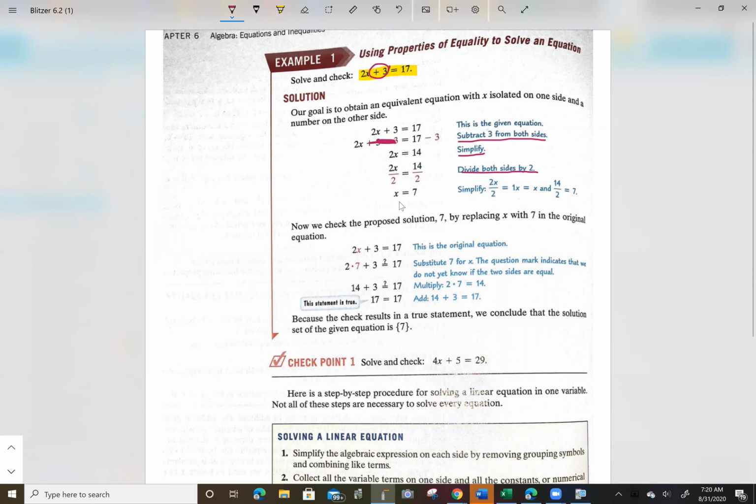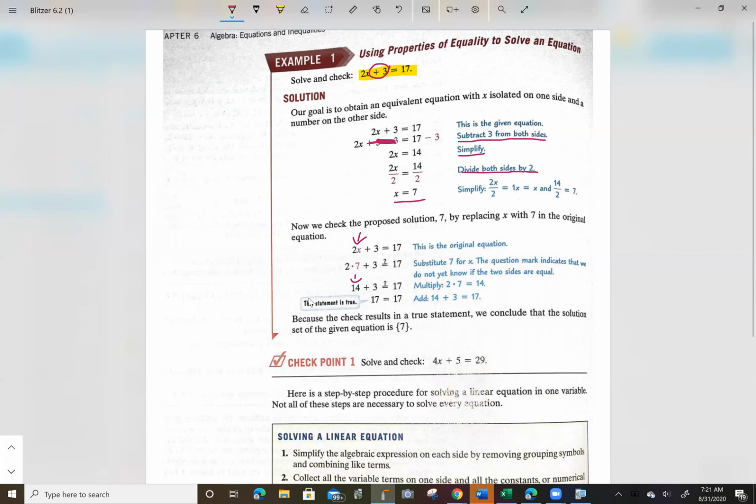2x divided by 2, because since it's multiplication, the inverse is divide. We're going to divide both sides by 2. And we have isolated the variable. x is equal to 7. And then what I love here is that they put it back into the equation. So they substitute in where the x was. They put a 7. So instead of 2 times x, we have 2 times 7. Then we add 3. So we get 2 times 7 is 14, plus 3, 17 is 17. Okay, so it is balanced.